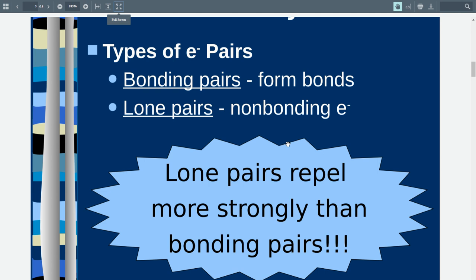And lone pairs repel more strongly than bonding pairs do. So we just mentioned all of these electrons want to repel each other because they all have negative charges. However, lone pairs tend to repel a lot more than bonding pairs do. And I'm going to show you what that looks like here in just a second. So a lot of times when you draw a Lewis structure and there's lone pairs involved, you're going to see how that changes the shape.